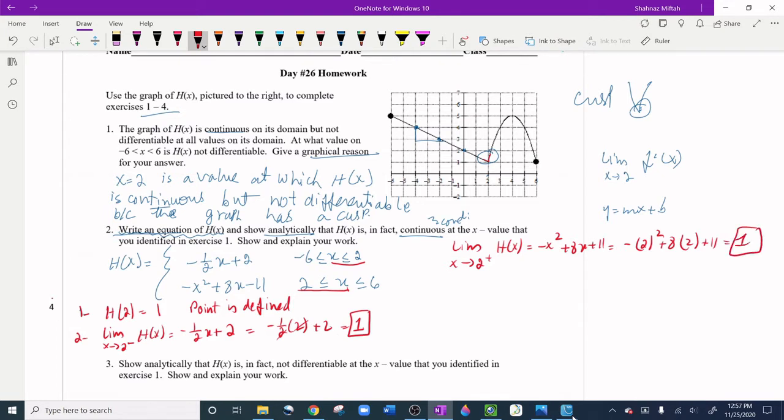So it means the limit exists. Okay, so when the limit exists, then what is that? It means the limit as x approaches 2 of h of x exists.